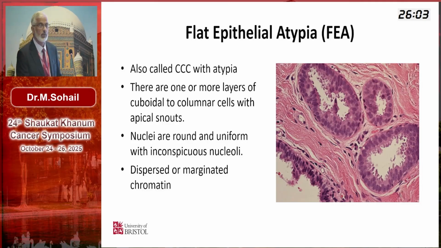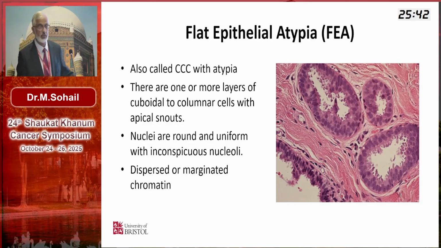But sometimes there can be atypia too. When they become atypical, the nuclei become rounded, the chromatin is dispersed, and there is some condensation on the nuclear membrane. As you can see, the difference between the two is quite clear over here, and then you can call it flat epithelial atypia. But when the nuclei become high grade, then it becomes flat DCIS.